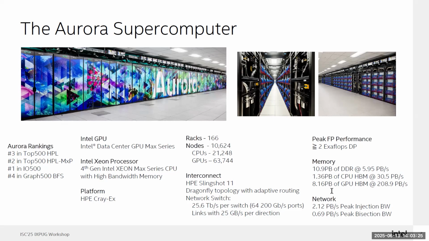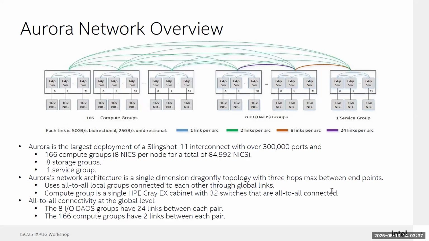Aurora is a very huge system. It contains more than 60,000 GPUs and more than 20,000 CPUs. All of these are connected through an HPE Slingshot network. Aurora currently is the largest deployment of the Slingshot network. It consists of 166 compute groups, 8 storage groups, and 1 service group. All of these are connected through a Dragonfly network.